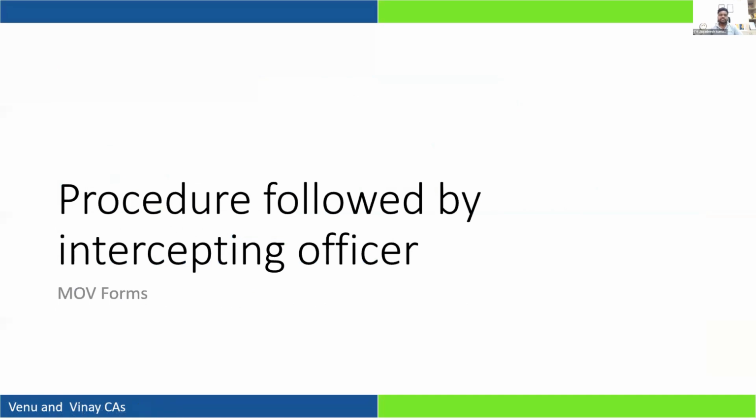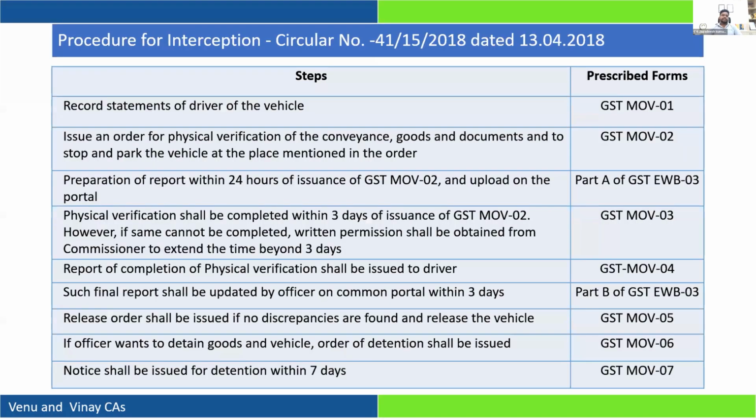So what is the procedure that needs to be followed by the officer while intercepting the vehicles? This is the procedure prescribed through Circular number 41. I am not going into much detail about this circular, because all of this needs to be followed by the department. Once the vehicle is detained, notice has to be issued within 7 days. You have to issue the notice in GST MOV 7.